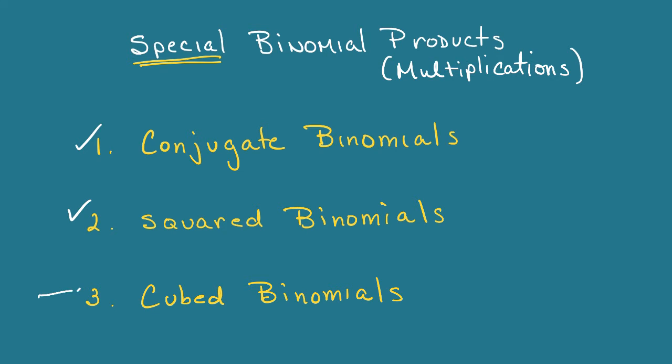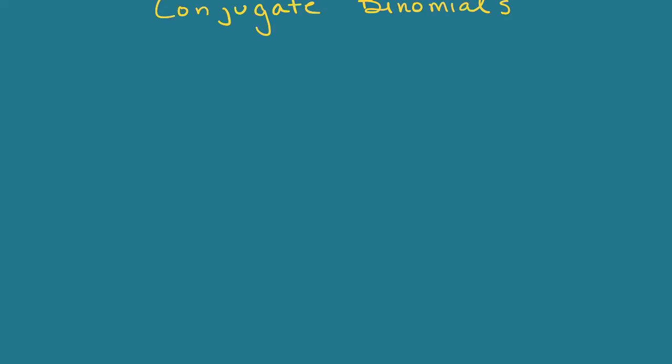And then the third one we'll just kind of discuss to look at how we can continue on to build on some of the patterns that we see. And so we'll look at a cubed binomial and then maybe even ones that are to the fourth power, etc. So let's focus on conjugate binomials first.